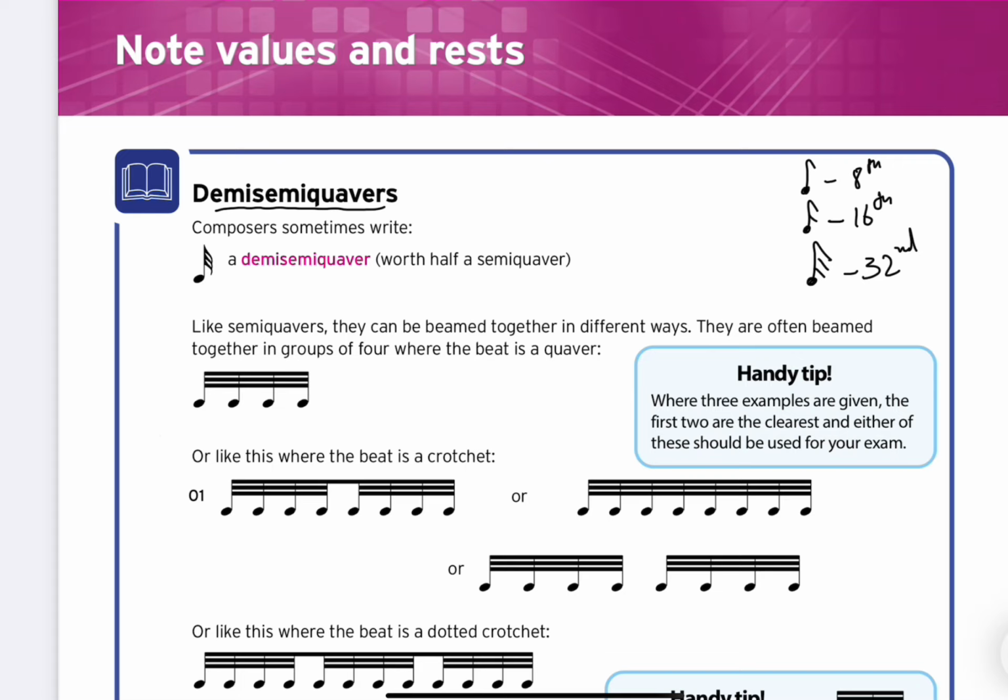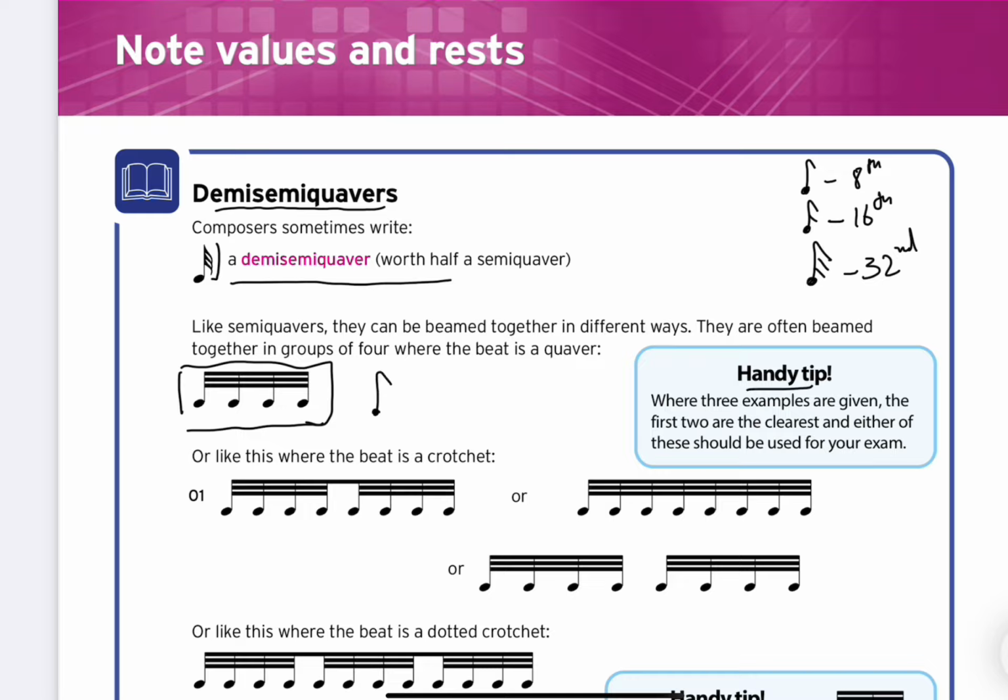So let's start and read this. This is our demi-semiquaver, which has three flags. Next we have semiquavers. They can be beamed together. Here they're showing how to beam them together. This 4 is the value of one quaver.